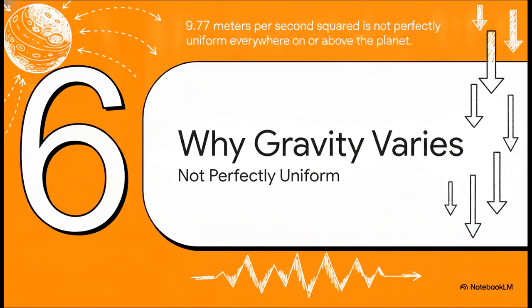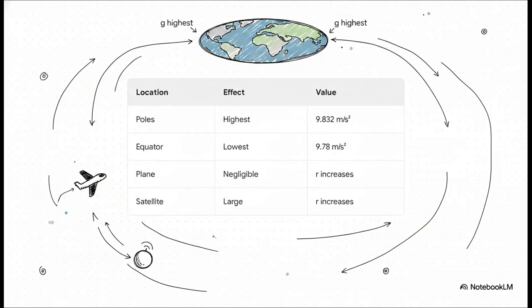And our final topic, Section 6, why gravity varies slightly. So as you probably know, the Earth isn't a perfect sphere. Because it's rotating, it actually bulges slightly at the equator and flattens out at the poles. Because of this, the distance from the center is actually smallest at the poles, which makes g highest there at about 9.832 meters per second squared. Conversely, it's lowest at the bulging equator.